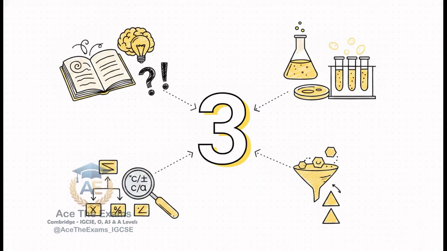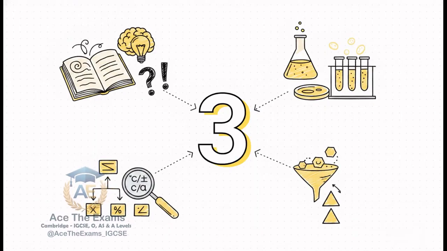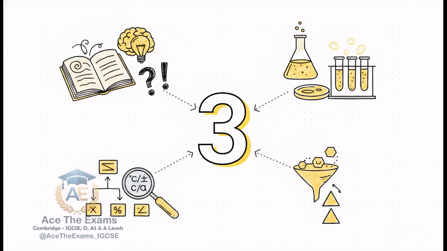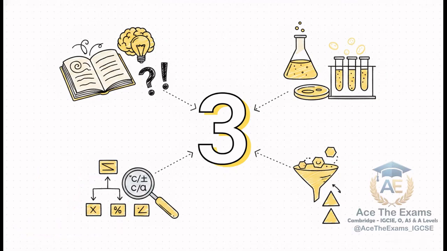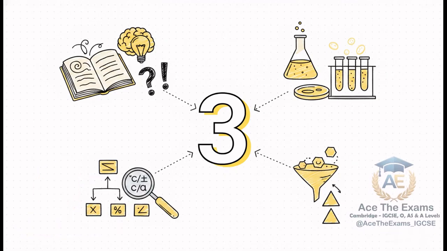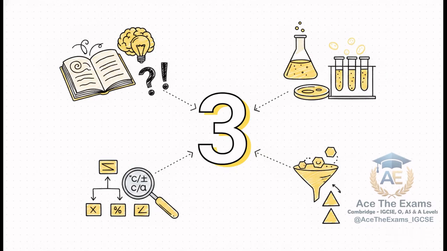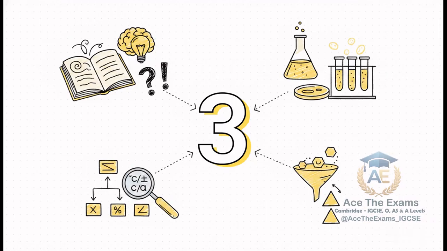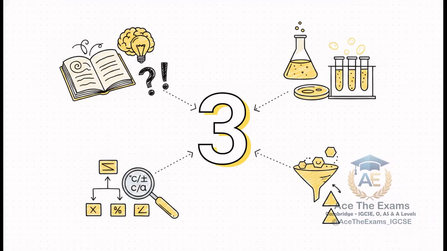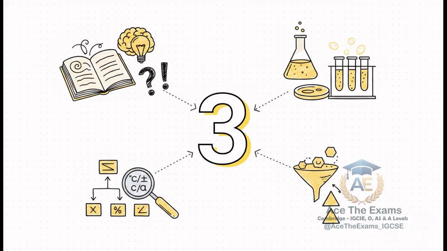And hey, never forget this magic number. You are being assessed on exactly 3 cognitive domains: knowledge, handling information, and experimental skills. It isn't just about what you know. It's about how you handle the completely novel information they throw at you and how well you understand the experimental procedures used to study these cells. If your revision only focuses on domain 1, just memorizing knowledge, you are severely capping your maximum possible grade.